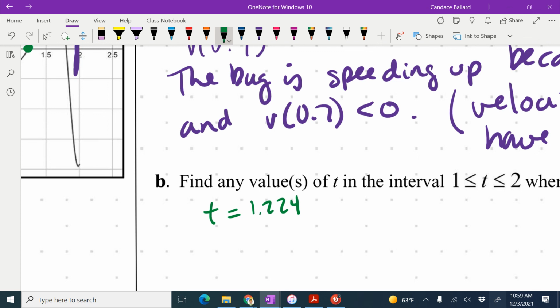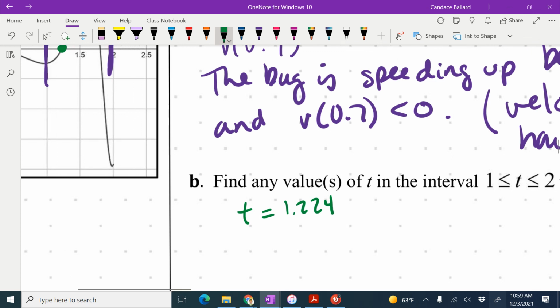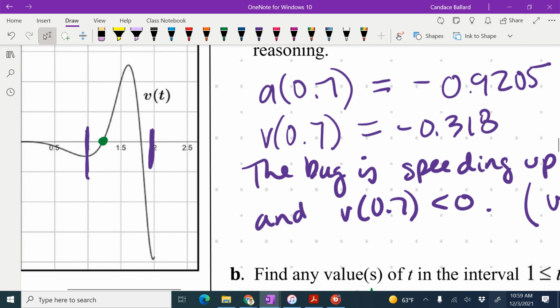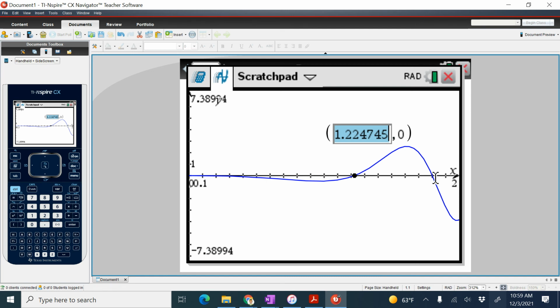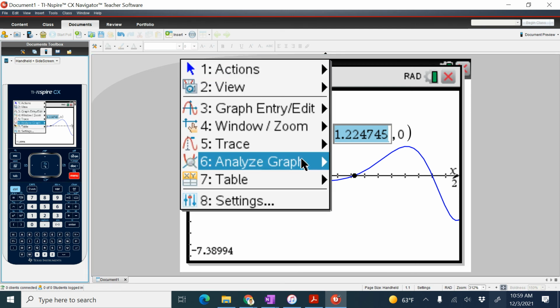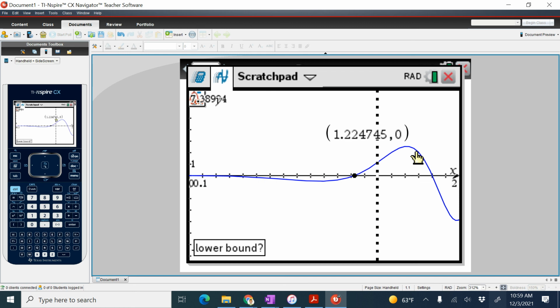Oh, there's actually two places where it crosses between 0 and 2, isn't there? I totally missed that. Do you see how it crosses here again? So we have to calculate both of them. Sorry, I missed it on the first one there. So I've got to grab that one too. So menu, analyze graph, 0, left to the right. Practice it on your calculator. I'll wait and let you catch up so you've got a chance to hit the buttons.